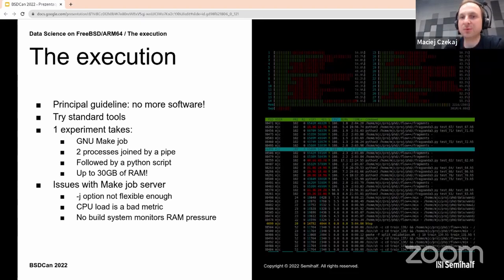My primary process that was running the experiment was actually two processes. My primary job was just two processes joined by a pipe, followed by a Python script. It took quite a lot of RAM. You can see on the right-hand side what my spawned processes consume. Some of them consume 20 gigabytes of RAM, some up to 40 gigabytes of virtual memory alone. And the 40 gigabytes was actually a Python script, not the simulator itself.